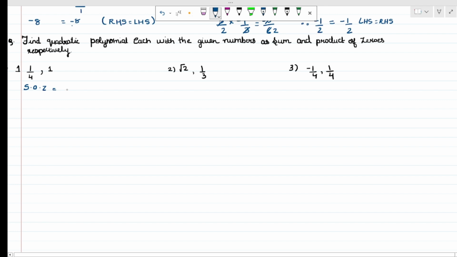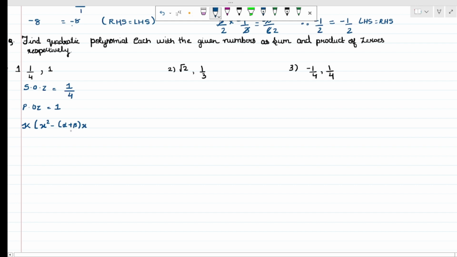That means my sum of zeros is equal to 1 upon 4 and my product of zeros is equal to 1. In this case, it is already provided in our question. Now what I need to do is to find out my quadratic equation. So for that, you need to learn this formula. What is the formula? k bracket x square minus alpha plus beta x.